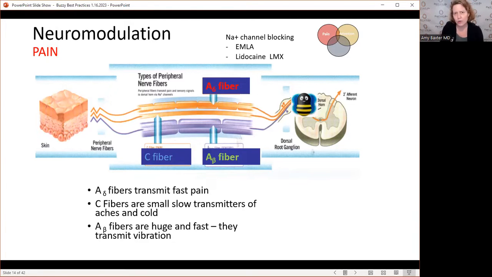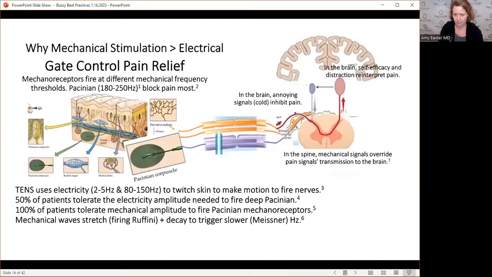Now, this gate control is like if you bump your elbow and you rub it, that feeling stops pain. Or if you burn your finger and you stick it in cold water, that feeling stops pain. So the physiology of how Buzzy works is that we're overwhelming those little A deltas by getting a much stronger sensation. Now, the cool thing is that when you put it all together, it's a much more impactful sensation and nerve blocking than any one alone.